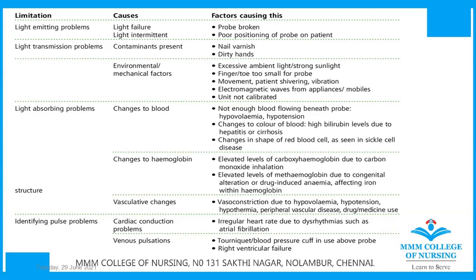Structural changes like vascular changes, vasoconstriction due to hypovolemia, hypotension, hypothermia, peripheral vascular diseases, drugs, and medicine use. Identifying pulse problems like cardiac conduction problems, irregular heart rate due to dysrhythmia such as atrial fibrillation, and venous pulsations like a tourniquet or blood pressure cuff in use above the probe or right ventricular failure.